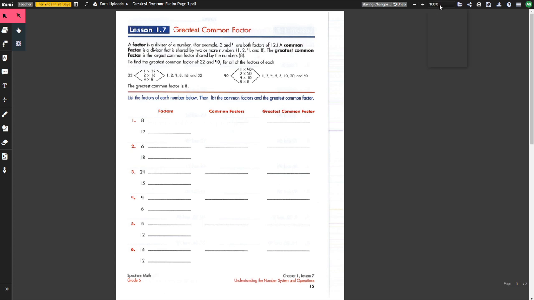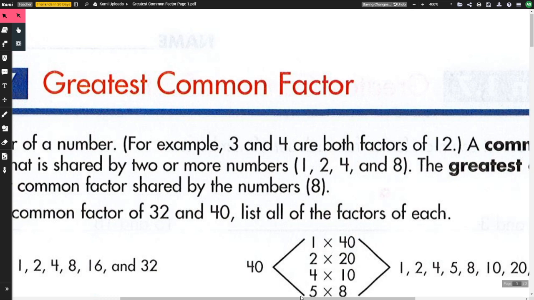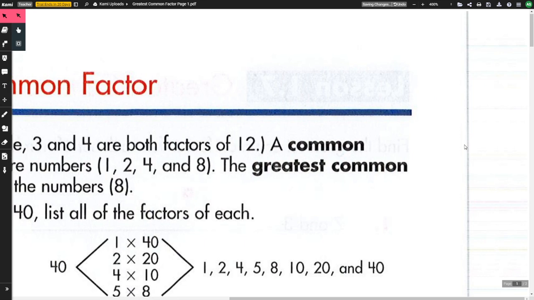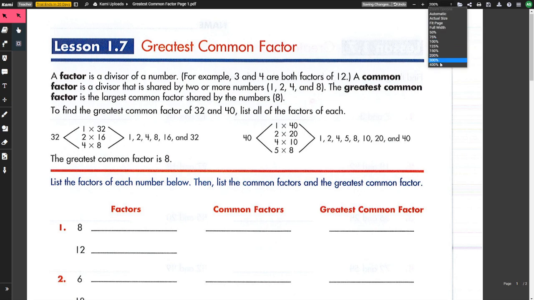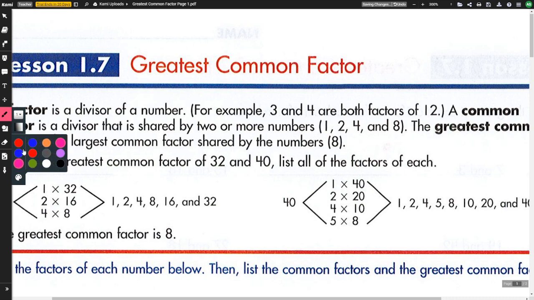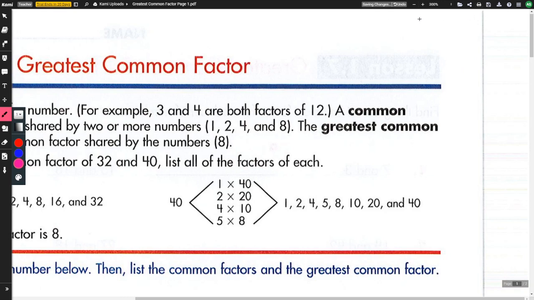So the first thing we always need to do is put our name. I don't like to type it. I like to write my name, but you're welcome to type it. Our title was so big that they forgot to put our name thing, so I'm just going to put it in the upper right. If there's ever a worksheet that doesn't have a place for your name, always put it in the upper right.